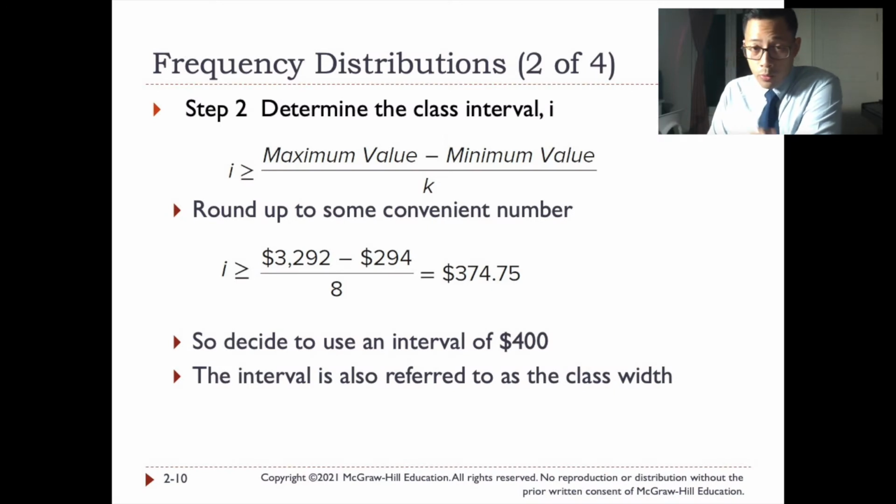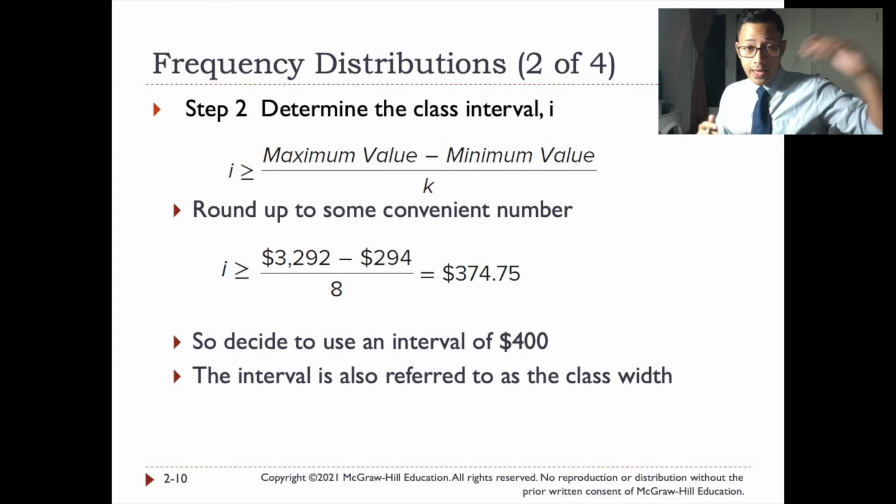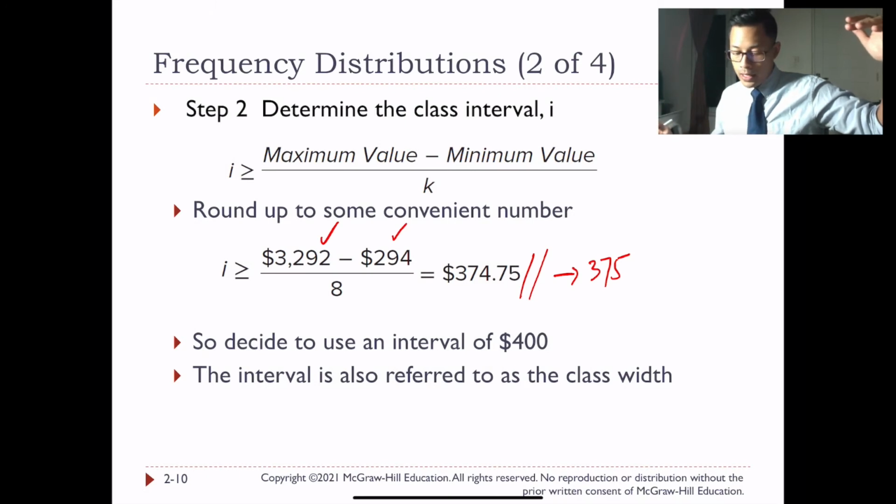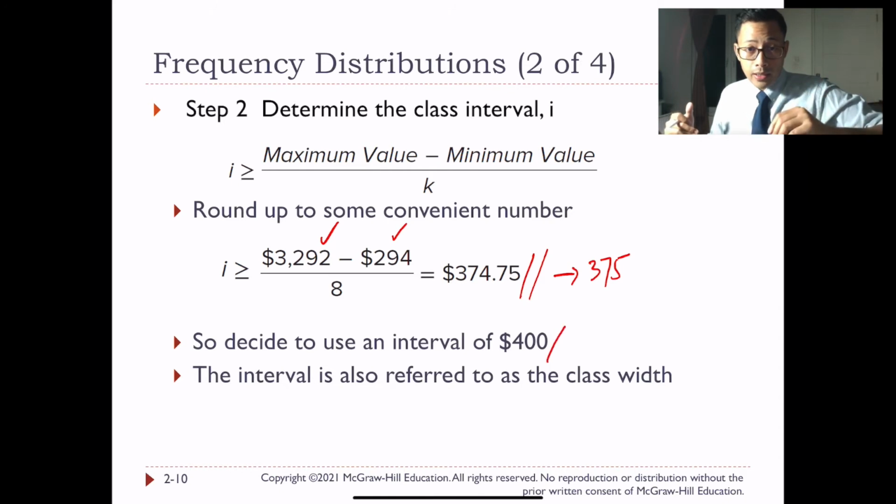Okay, now we know that we have 8 classes, so k is equal to 8. Then what we're going to do is determine the class interval. In this particular case, we take the maximum value in the data and the minimum value in the data, calculate the difference between the maximum and the minimum, and divide the difference by the number of classes. So in this case, the maximum value is 3,292, and the lowest is 294.